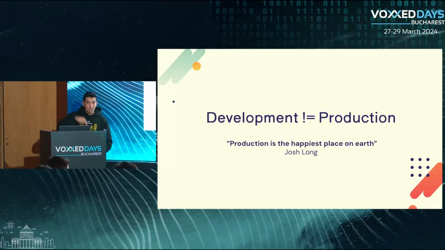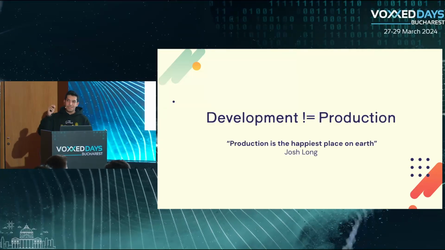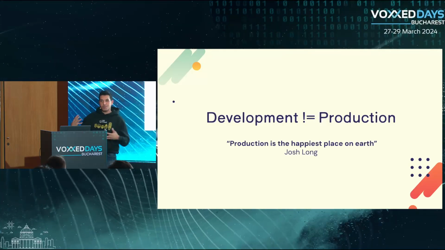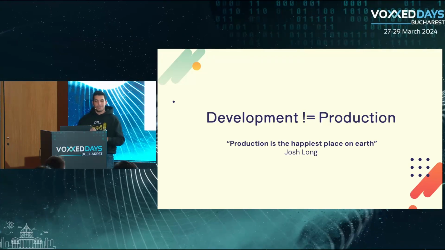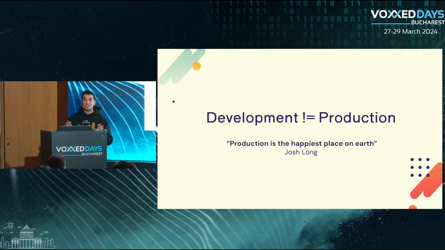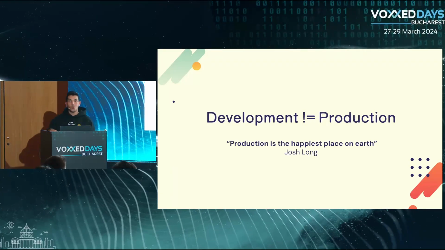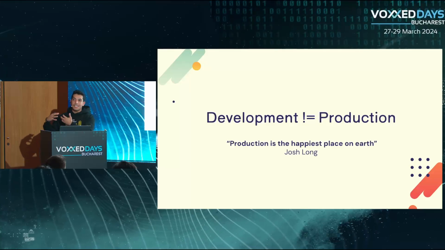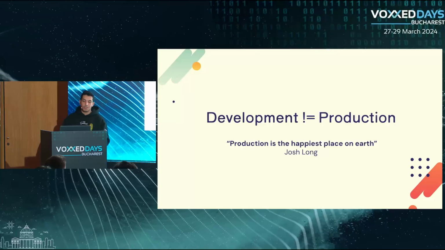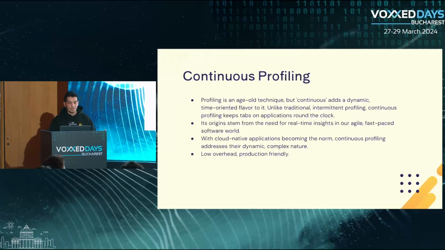And as the keynote speaker tonight says, production is the happiest place on earth. That's where the action happens. That's where the users get to our servers to get value from our application. Development is very different from production. Issues happen in production and not in development. So the more we are capable of getting information from production, the more we understand our system. That's where generally the issues actually happen.